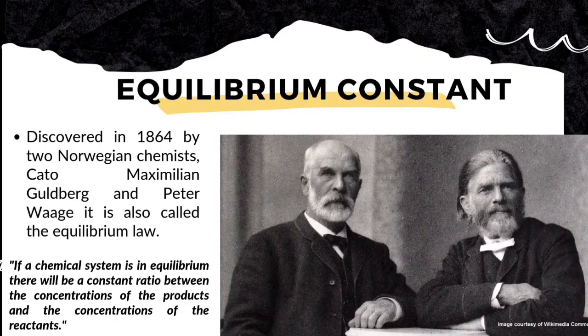Equilibrium constant discovered in 1864 by two Norwegian chemists, Cato Maximilian Guldberg and Peter Waage. It is also called the equilibrium law. They say that if a chemical system is in equilibrium, there will be a constant ratio between the concentrations of the products and the concentrations of the reactants.